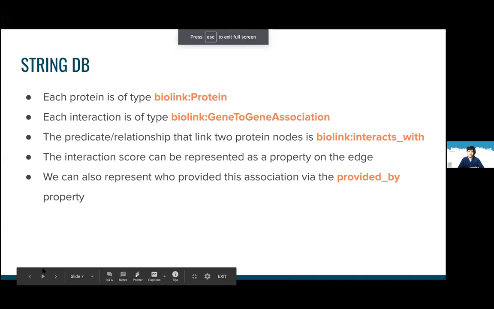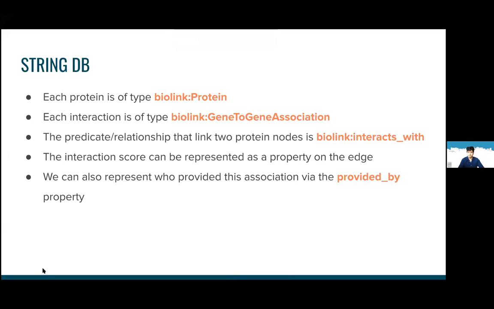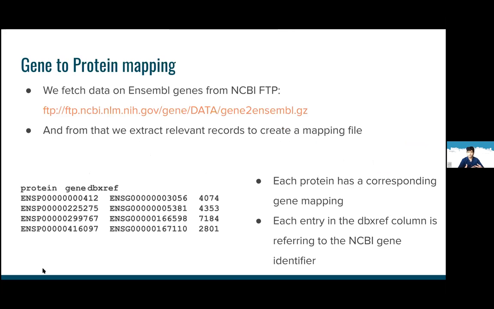And so in Biolink model terms, we can say that each protein is of type Biolink protein. Each interaction is of type Biolink gene-to-gene association. Now this might be confusing because we're talking about proteins and we're doing gene-to-gene association. That's because in the model, what we mean by gene-to-gene association is basically a gene product to gene product association, so we're conflating those terms together. The predicate relationship that links the two proteins can be Biolink interacts with. And we can have an interaction score represented as a property on this edge. We can also have a provided by field that says who provided this particular statement, and that is StringDB in our example.